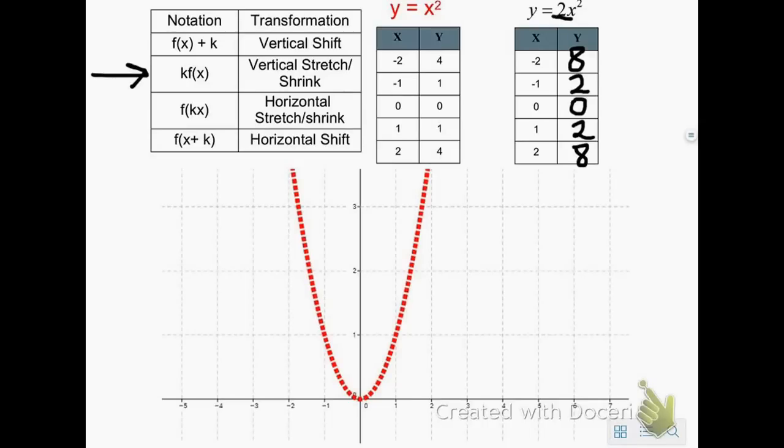So if I graph the points, negative 2, 8, I can't graph this one on this graph, but I can graph negative 1, 2, 0, 0, and 1, 2. 2, 8 again is not on the graph. Notice this graph has the same minimum point, but it's much thinner and it will be much taller. Therefore, that will be a vertical stretch.